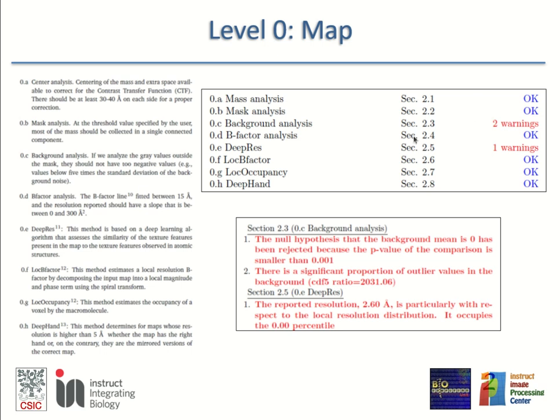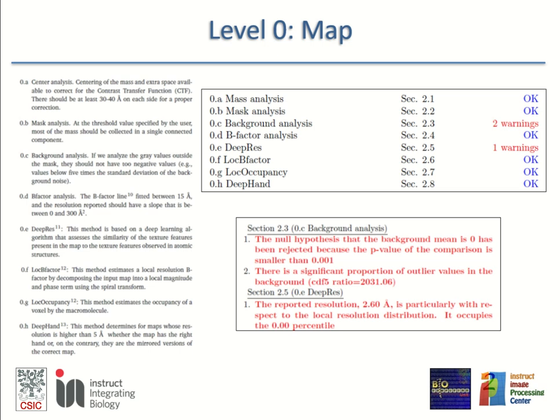So for instance, in this particular example I was using in this report, the mass analysis and the mask analysis are fine. The background has a problem. So the problem is that the background doesn't have zero mean, and there is a significant proportion of outlier values. And now you can go to the map and check whether that is true, or not true, whether you don't care about that, it doesn't matter, or it matters and then you want to process something.